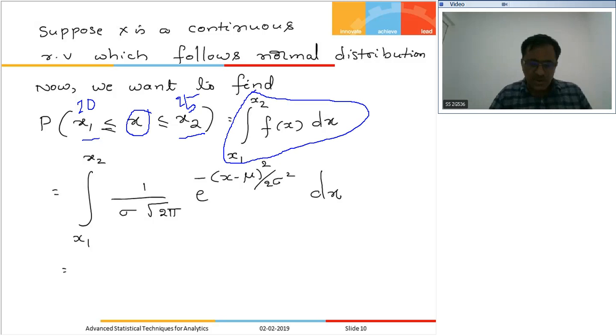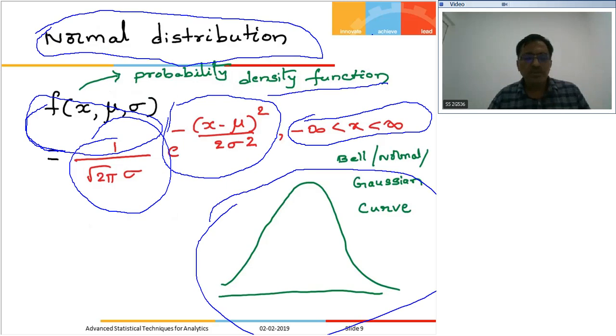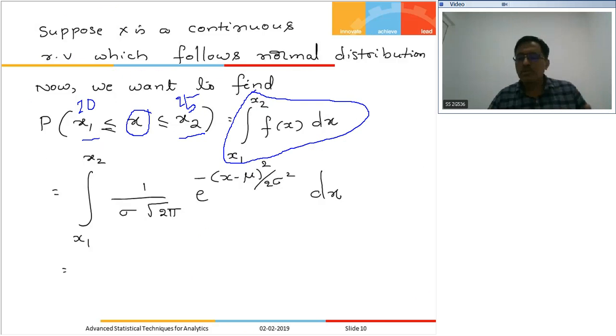Then in the integral from x1 to x2, what is f of x here? We copy the same expression: 1 by sigma root 2 pi, e power minus (x minus mu) whole square by 2 sigma square, into dx. This integration is what we have to solve.